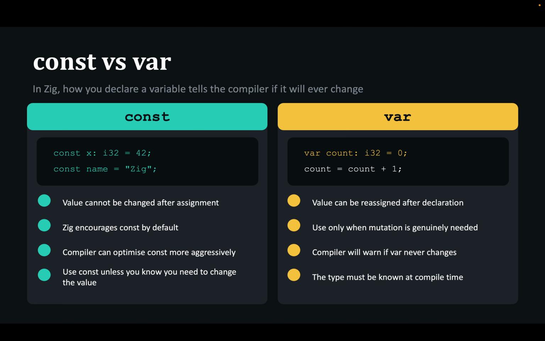Var means the value can change. It is mutable. You use var when you genuinely need to update a value over time, like a counter in a loop or an accumulator. Now we will see how to declare these kinds of things.